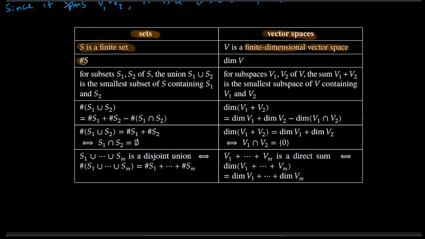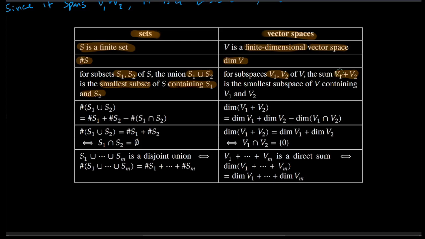In a finite set, you can count the number of elements, which we'll denote by pound sign S, the number of things that are in S. For a finite dimensional vector space, you can look at the number of things that are in a basis, which is just the number of things in a list that is linearly independent and spans V. For a finite set, you can take subsets S1 and S2 and look at their union, just the same way you can take subspaces V1 and V2 of a vector space and look at the sum of those subspaces. When you take the union of two subsets, you get the smallest subset that contains both S1 and S2.